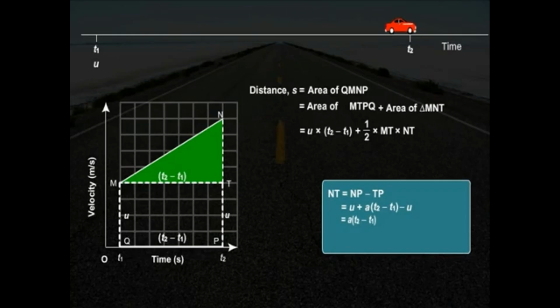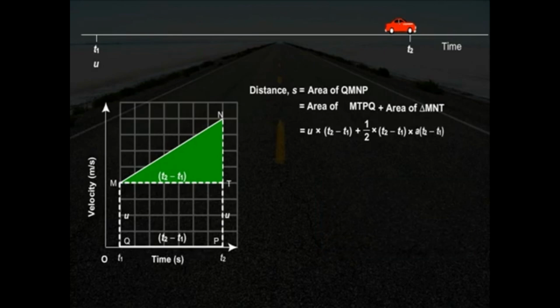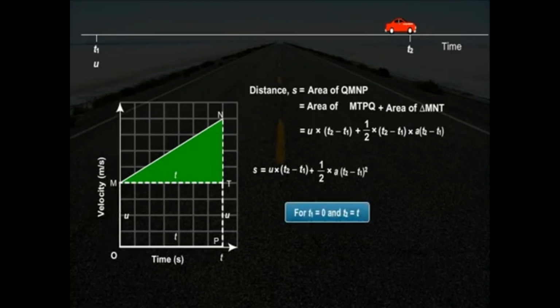Now we substitute this in our triangle area. So half into t2 minus t1, that is the base, into altitude, that is NT, which we found as a into t2 minus t1. So what do we get? Simplify it further. s, the distance, is equal to u into t2 minus t1 plus half a into t2 minus t1 squared. Now look for t1 equal to 0 and t2 equal to t. What happens to the equation? Yes, it gets reduced to s is equal to ut plus half at squared, which happens to be our second equation of motion.